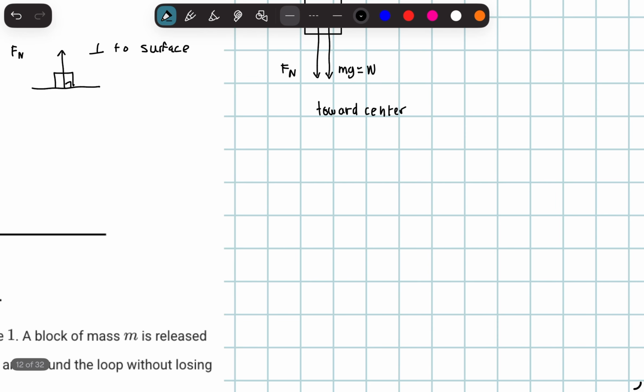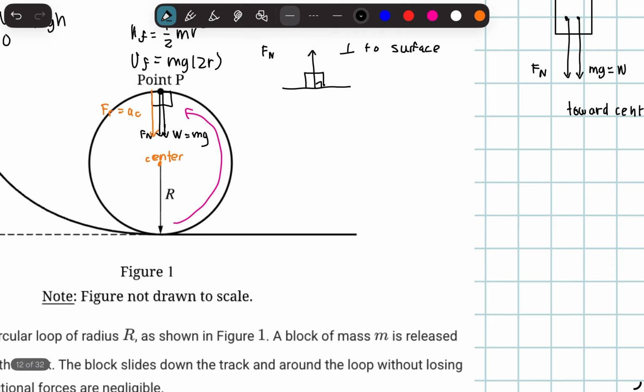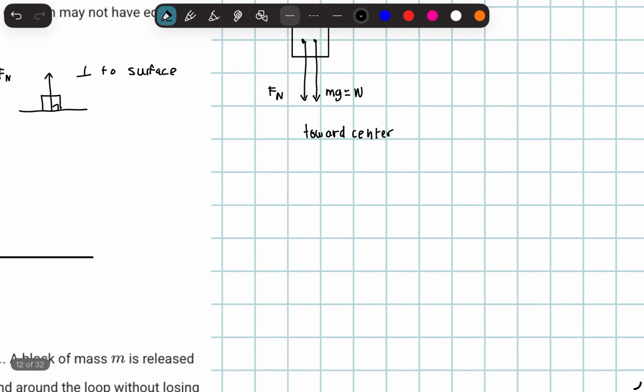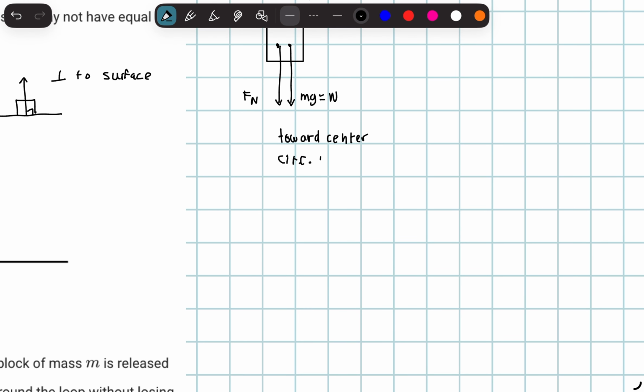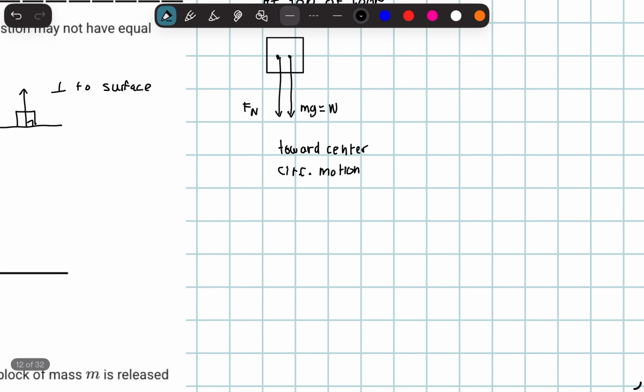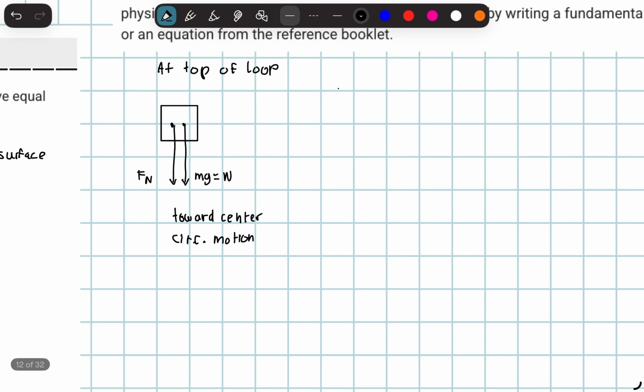What does the centripetal force do? It keeps it moving in the circle. It perpetuates the circular movement. It's circular motion. So that means that we can use the centripetal condition. The centripetal condition is that the summation of the centripetal forces is going to be equal to mv squared divided by r. That's going to be mg plus N is equal to mv squared over r.